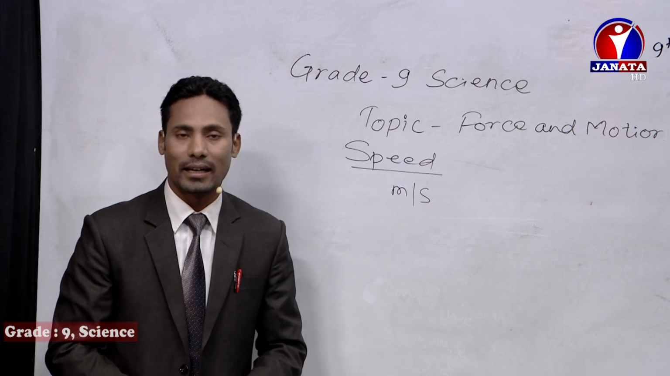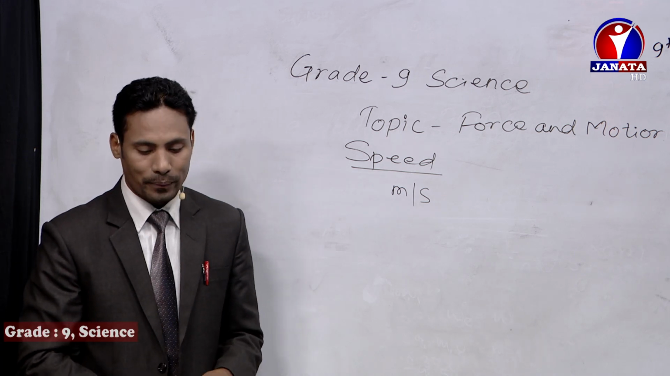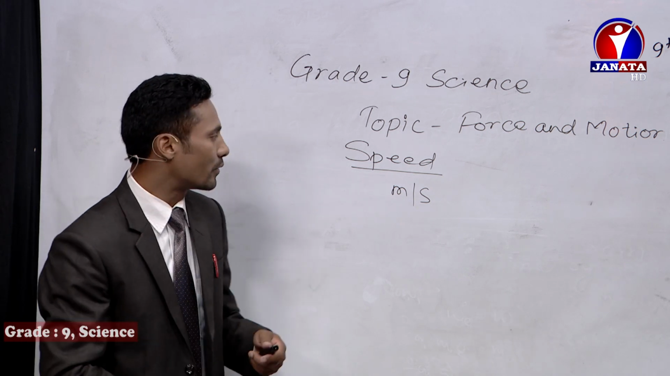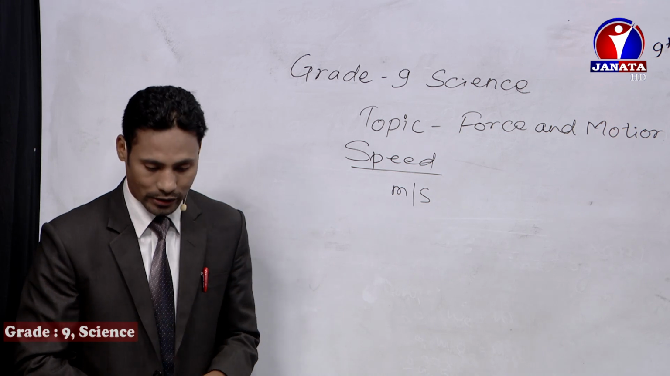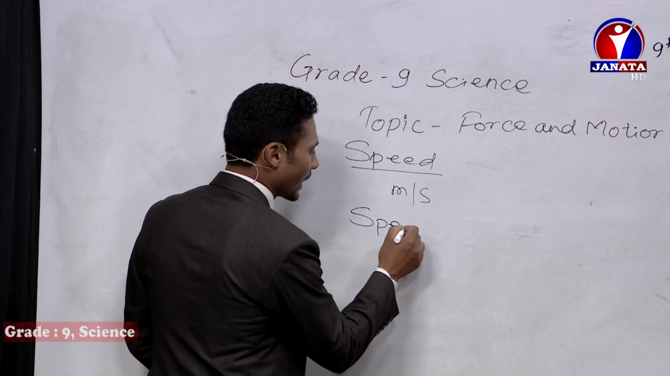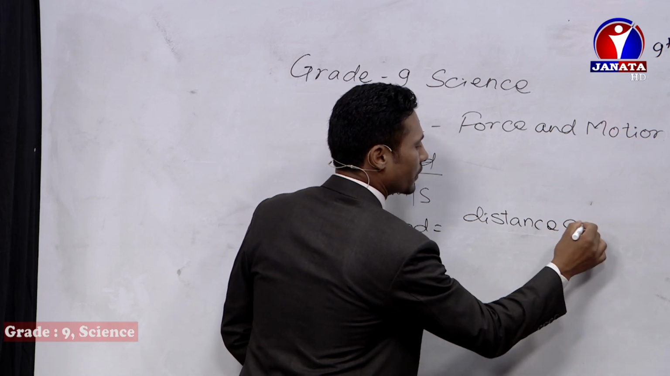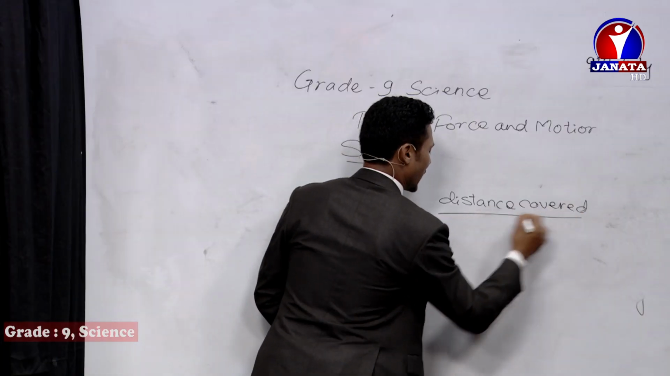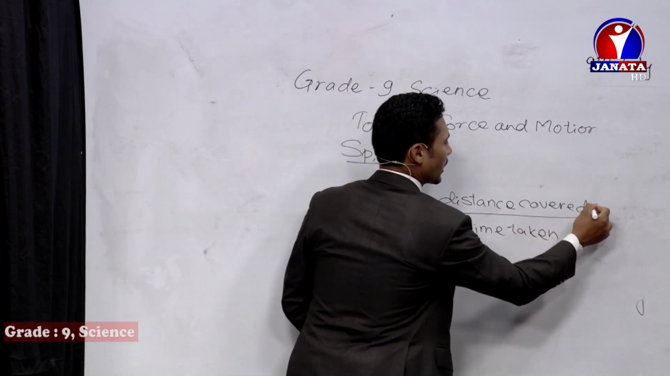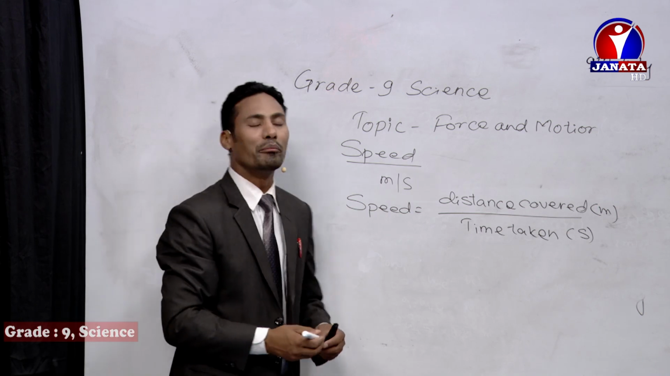The SI unit is meter per second, and in the CGS system we can measure with centimeter per second. This speed belongs to distance, which is a scalar quantity. That's why speed is also a scalar quantity. We can write down the formula for speed. Speed is calculated by the distance covered divided by time taken. The unit of distance covered is meter, and the time taken is second, so its SI unit is meter per second.